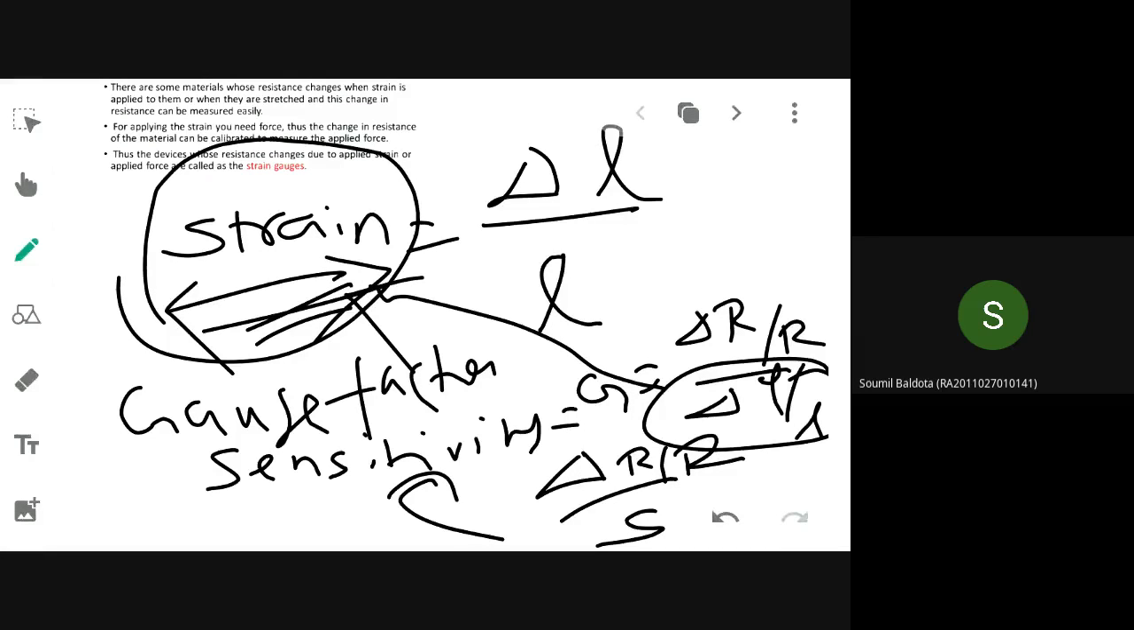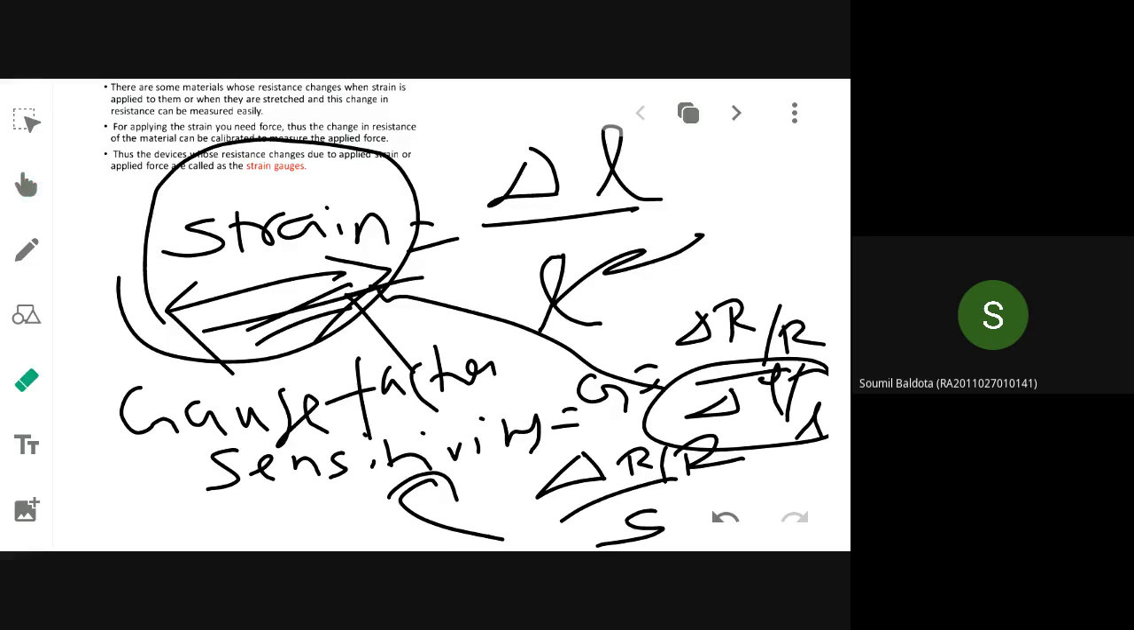Two important formulae to remember: the formula for strain and the formula for gauge factor or sensitivity. What is the formula for strain? Strain is given by del L by L. Gauge factor or sensitivity is given by del R by R divided by the strain formula.